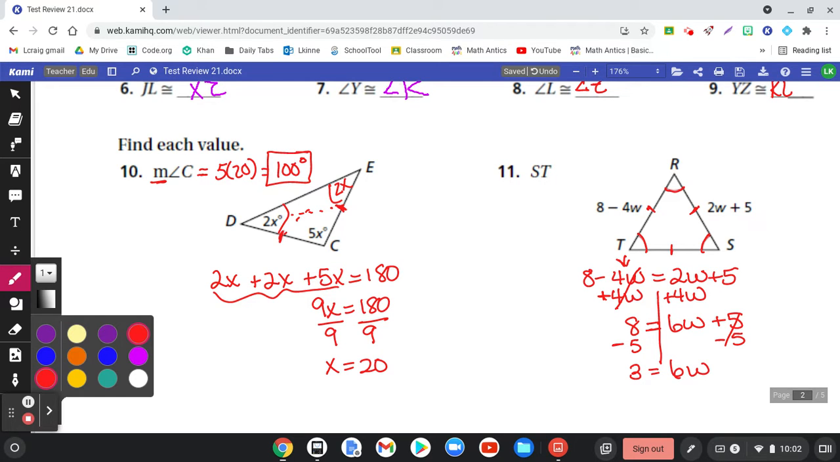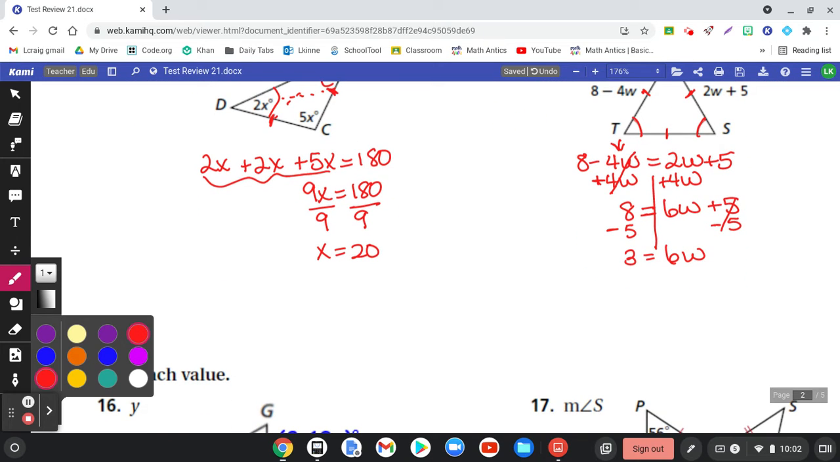Now, I know there were a couple questions about this in class. It's not 2. And don't think, oh, I can't do it because there's a decimal. That's okay. Divide by 6. 3 divided by 6 is 1/2 or 0.5.